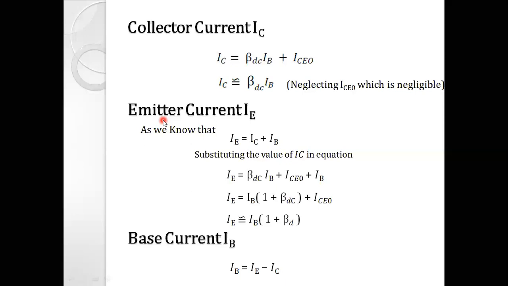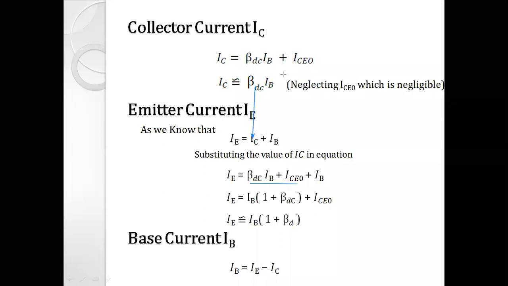Let us derive the equation for emitter current, right? As we know, emitter current is the summation of collector current and the base current. But what is the collector current for this configuration? Collector current is equal to beta DC into IB. So substitute this beta DC into IB into this equation. So we get IE is equal to beta DC into IB plus ICEO.